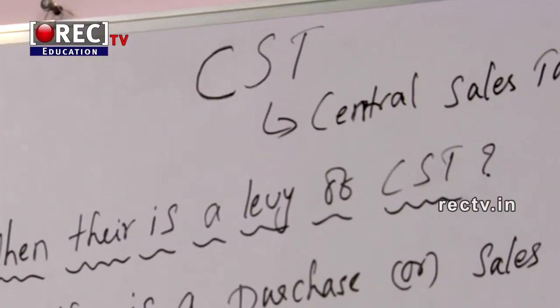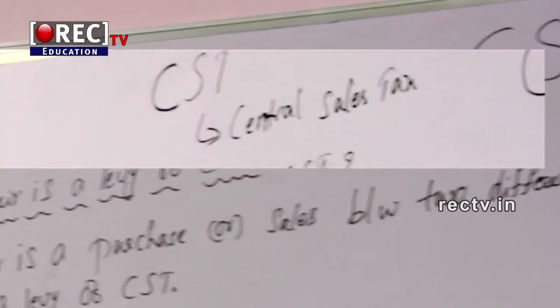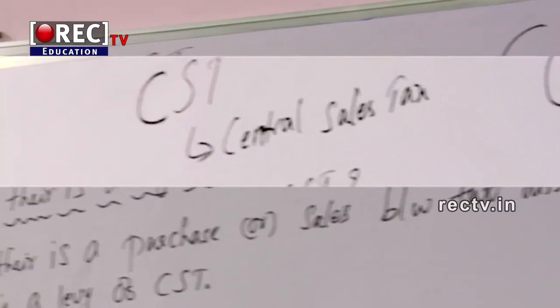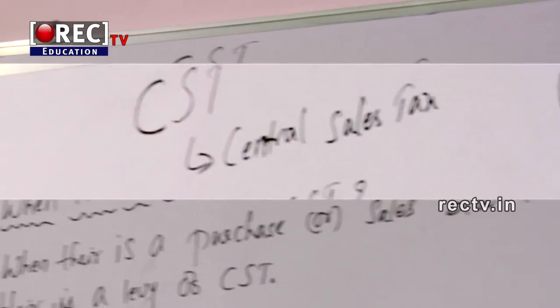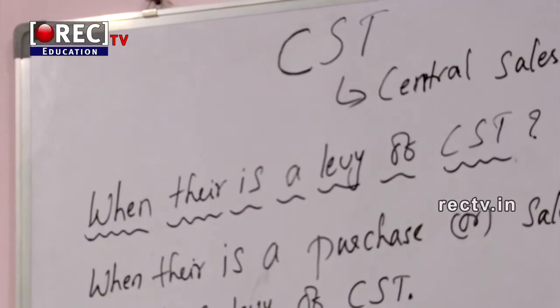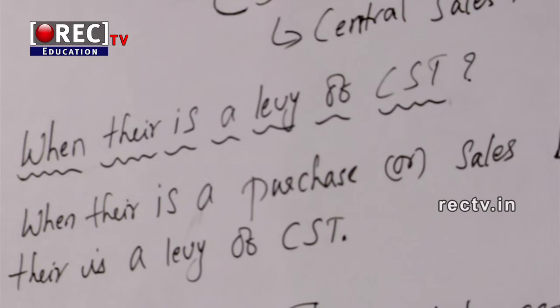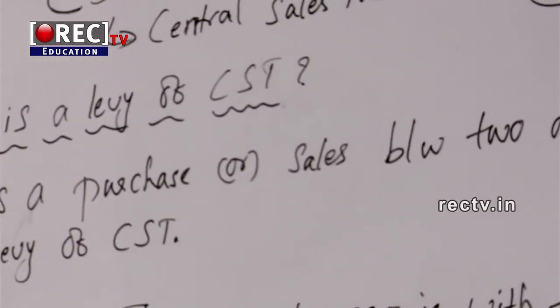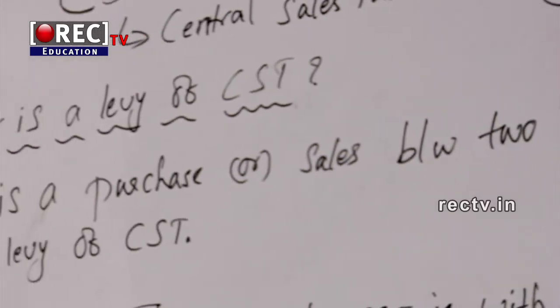Today we are going to learn about CST. What is the meaning of CST? CST means Central Sales Tax. So when is there a levy of CST? CST is nothing but a sales tax when there is a purchase or sale between two different states. There will be a levy of CST.